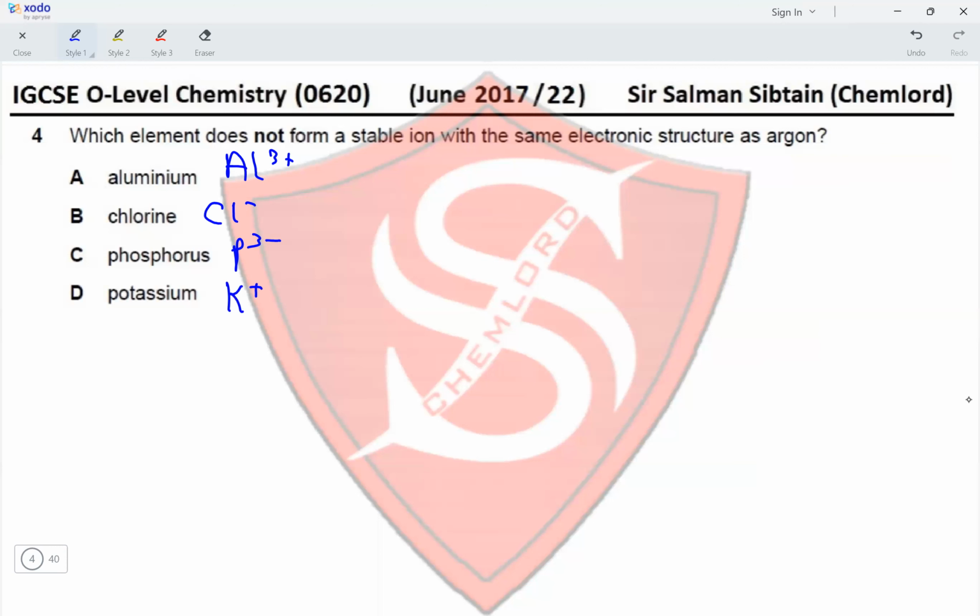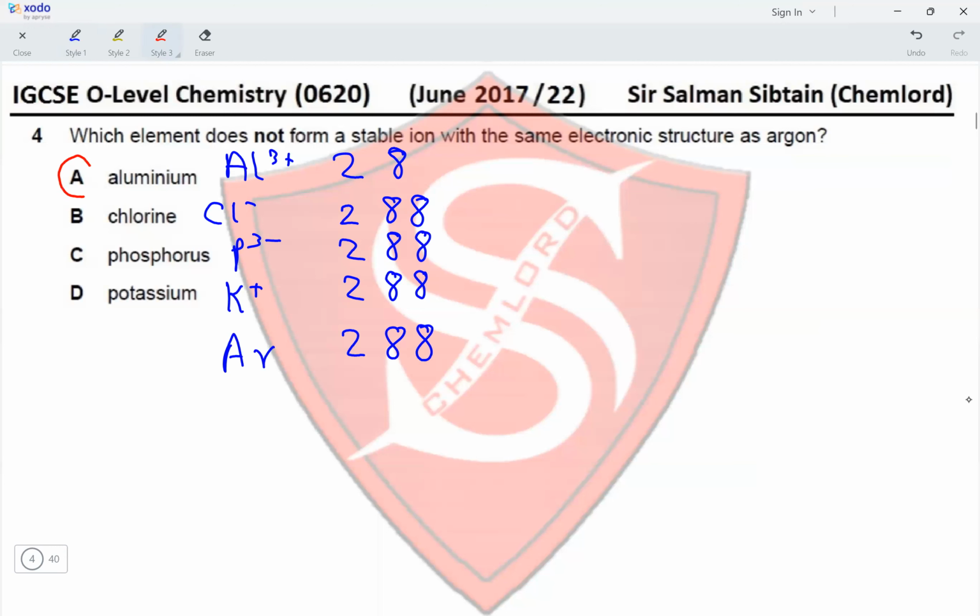The electronic configuration for aluminum by losing 3 electrons would be 2, 8. For chlorine, it would be 2, 8, 8. For phosphorus, it would be 2, 8, 8. And for potassium, it would be 2, 8, 8, and for argon, the electronic configuration is 2, 8, 8. So the only one that does not have the same electronic configuration as argon is the Al3+ ion. So option A is the correct option for this question.